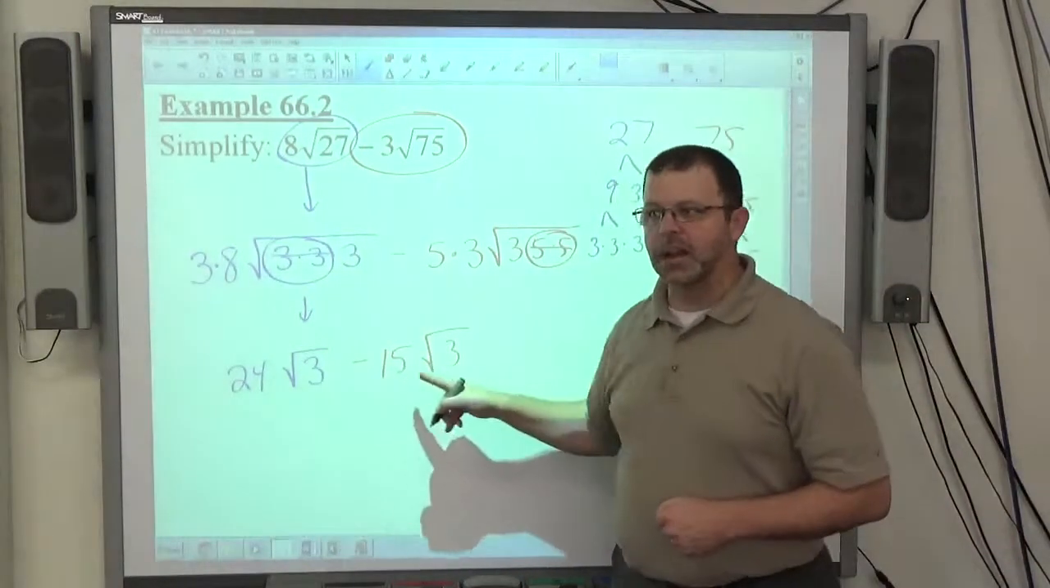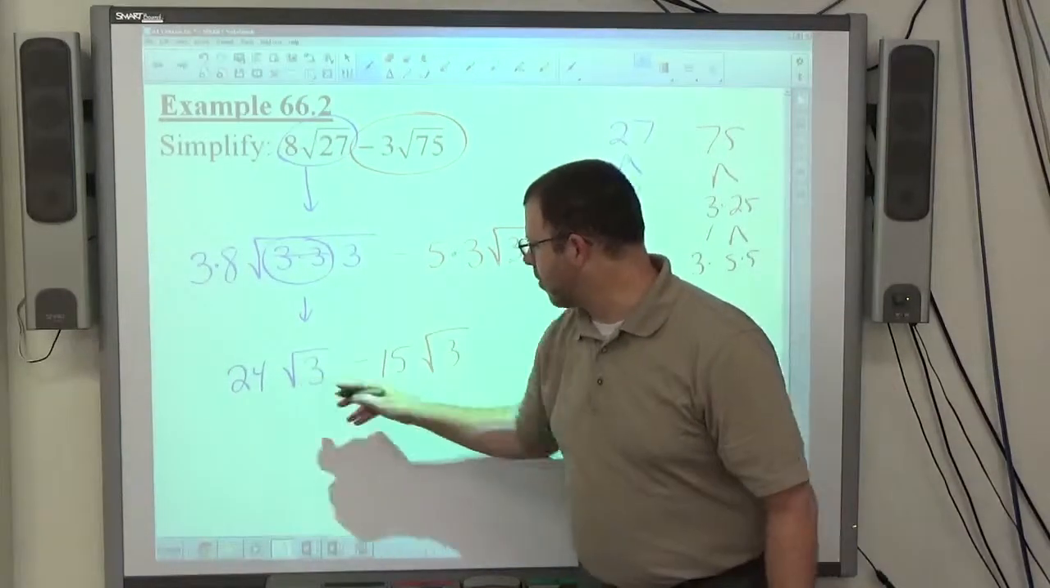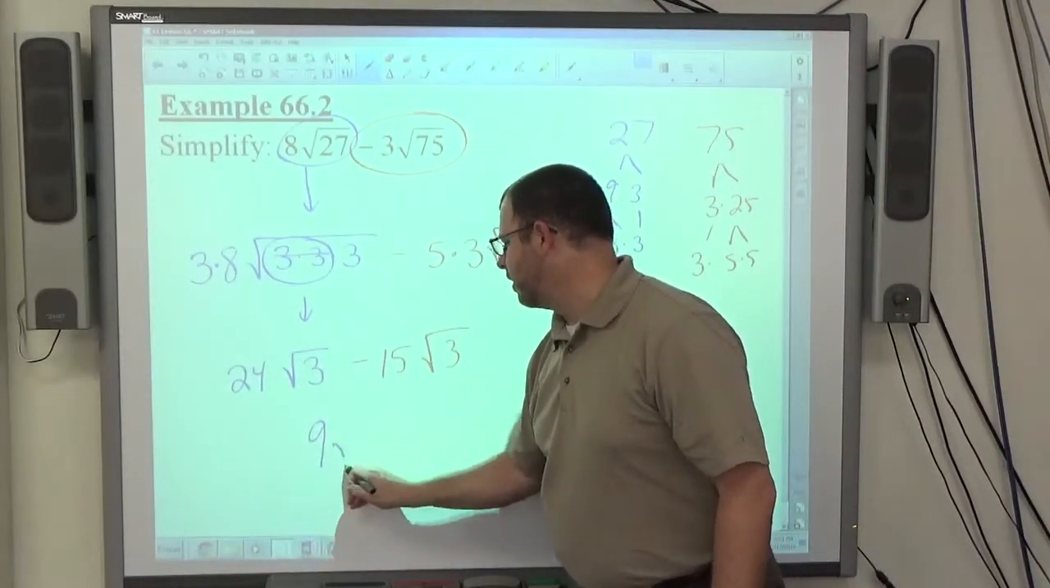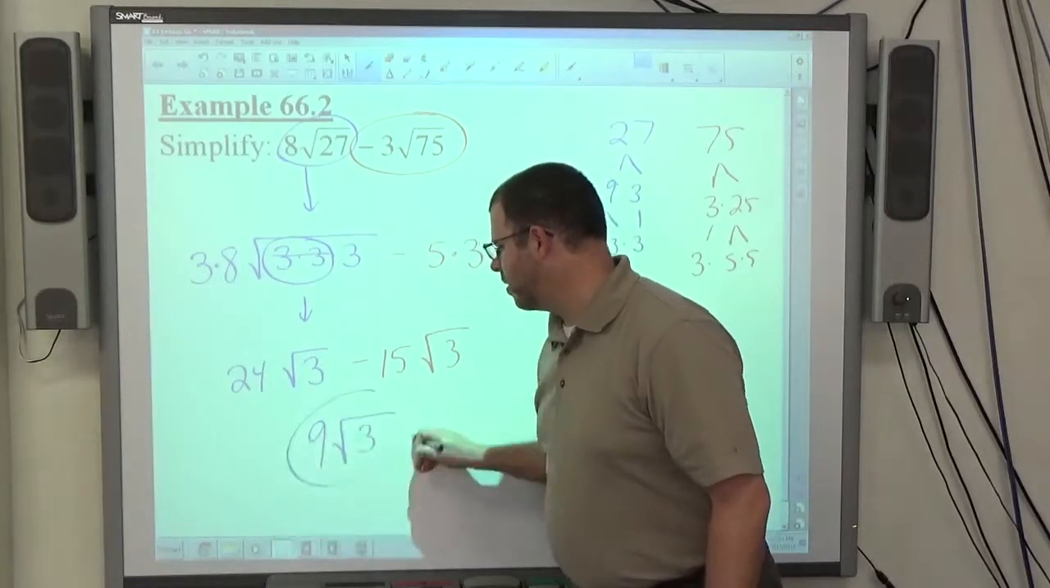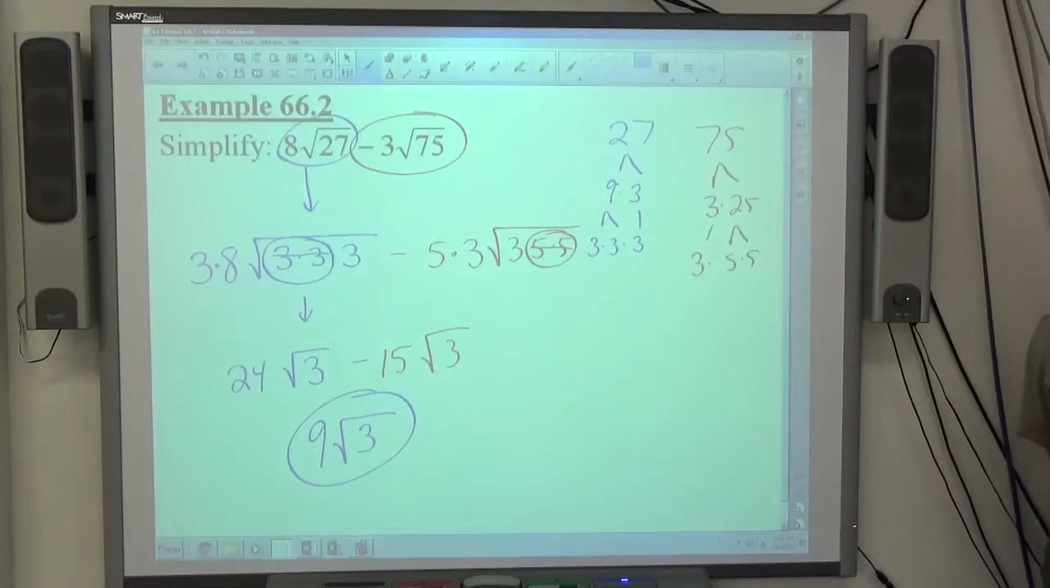Now I've got to subtract if possible. The 3 and 3 are the same, so subtraction is allowed. 24 minus 15 is equal to 9 times the square root of 3. So again, once you see the radicals are the same, you simply add or subtract the front numbers, and the bigger number determines the sign of the answer.